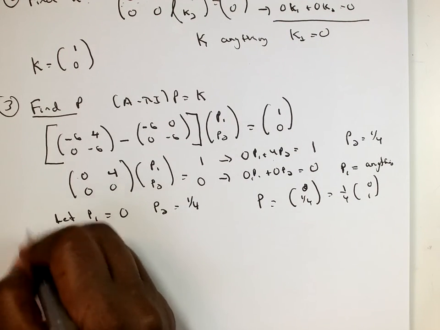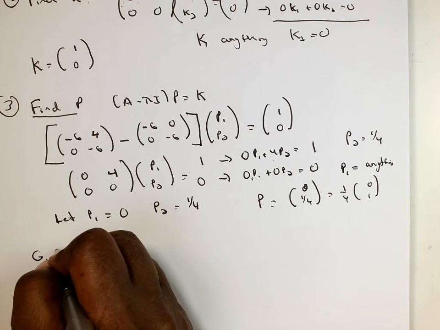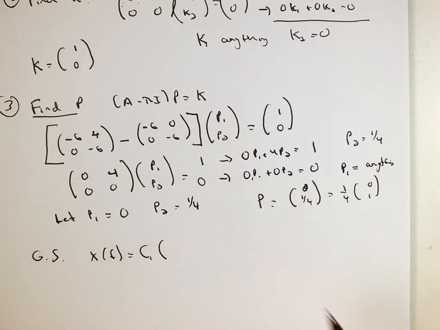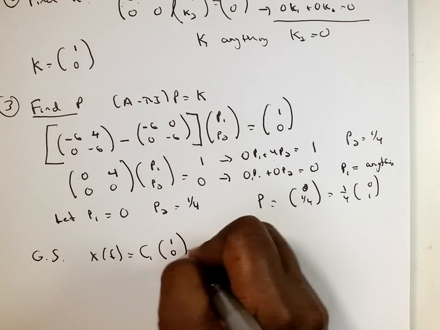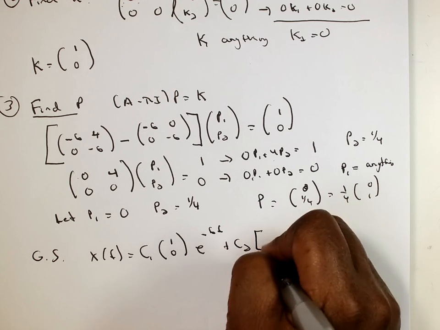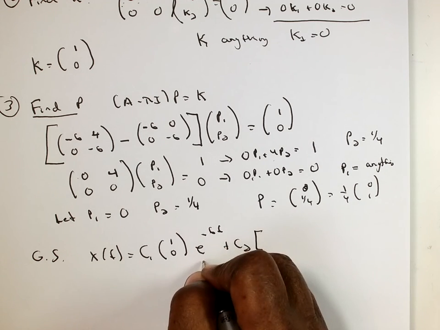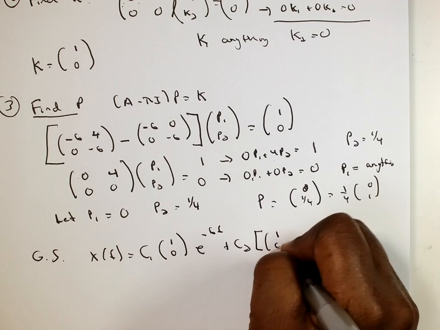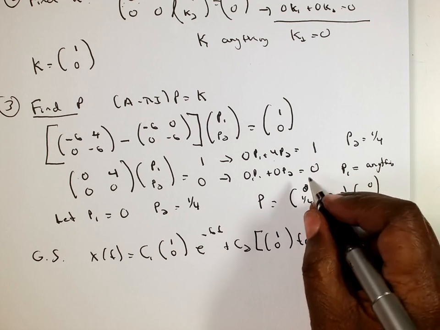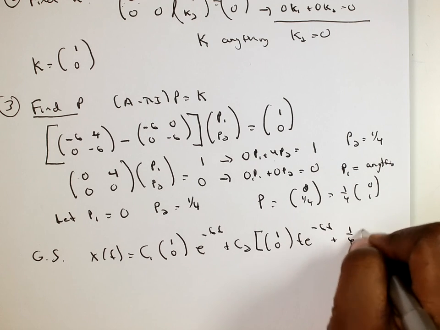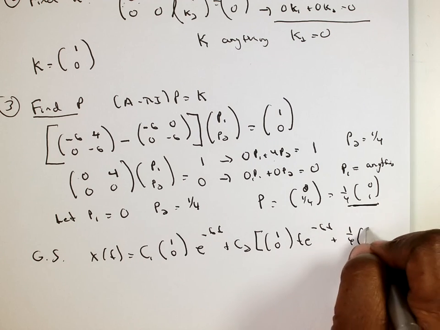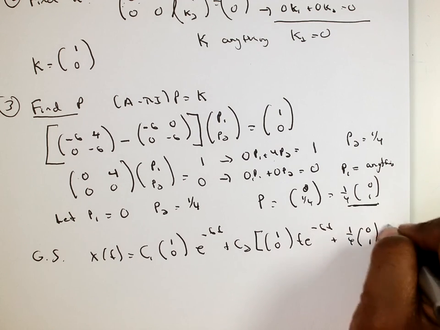So our general solution is x(t) equals C1 (1, 0) e to the negative 6t, plus C2, and then we repeat that, it's just there's a t with it as well, so we get (1, 0) t e to the negative 6t, plus 1/4 times p, which was (0, 1), e to the negative 6t.